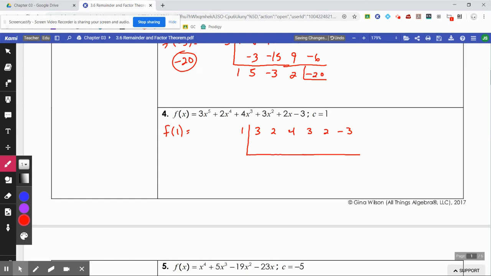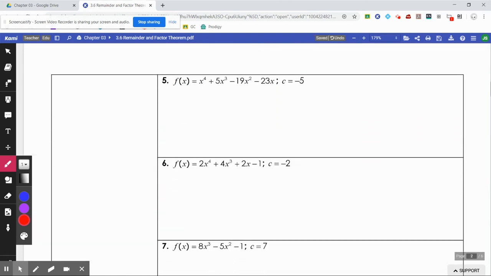But the faster you get at synthetic division, notice how quick this is. 3, 3, 5, 5, 9, 9, 12, 12, 14, 14, 11 is your remainder. F of 1 would be 11.